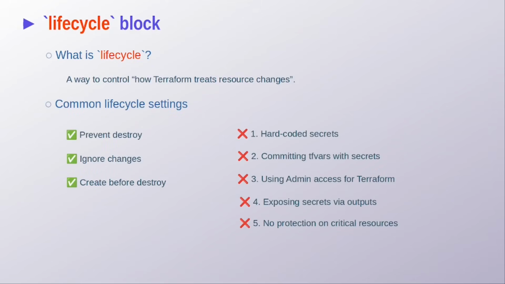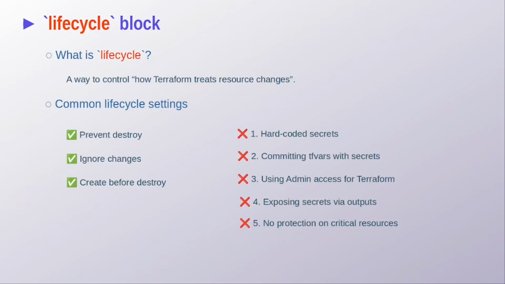Common lifecycle patterns we should use: prevent_destroy, and ignore_changes, useful when attributes are managed elsewhere. For autoscaling groups, ignore changes to capacity, and create_before_destroy. This gives zero downtime replacement.